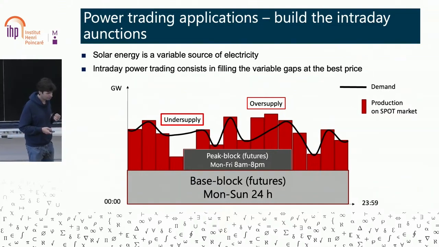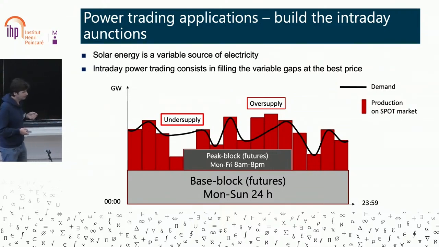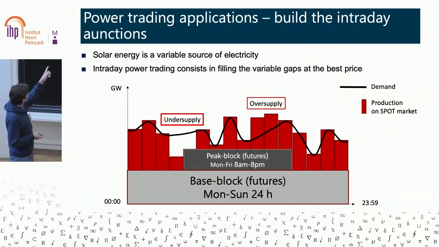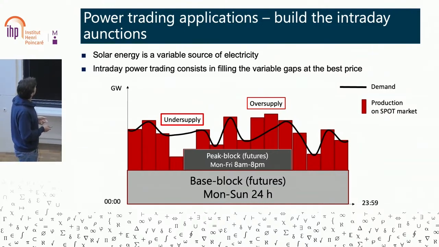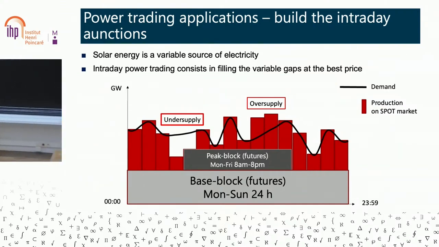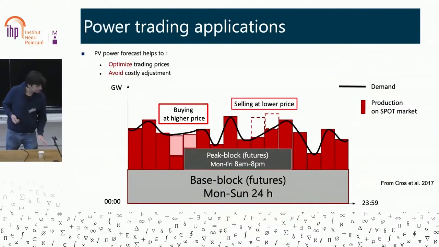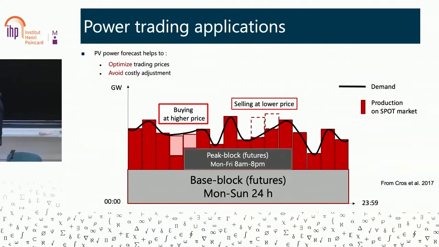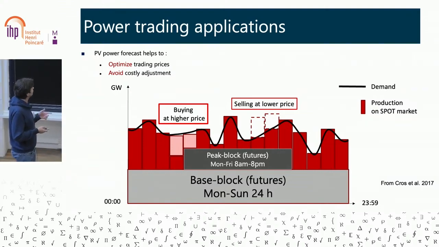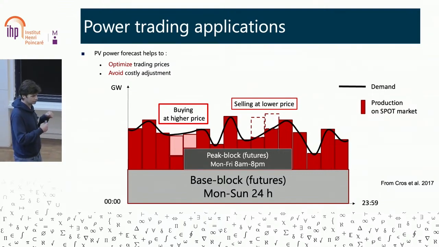And the problem of trading is undersupply and oversupply. Here, the black line is the load consumption, the user electricity consumption. And on the left side, there is a case of undersupply. And this is a problem because at the time when electricity is distributed, the supplier of electricity has to buy electricity at a very high price from RTE in France. And RTE sells it very expensive.